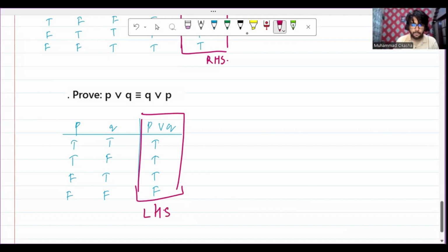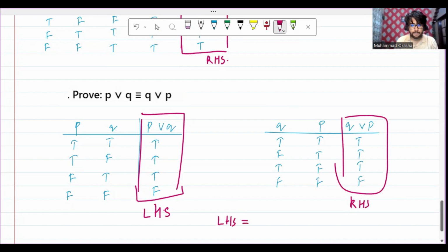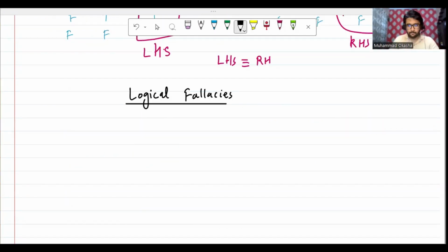Now let me do Q disjunction P, right? So I'll write Q first and then P. I'll copy the values from P: true, true, false, false, and I'll write down the values of Q, which are true, false, true, and false. So Q disjunction P would be true, true, true, and false by the same logic, right? And this is the right hand side. You can see left hand side is logically equivalent to right hand side. You can say P disjunction Q and Q disjunction P are logically equivalent.